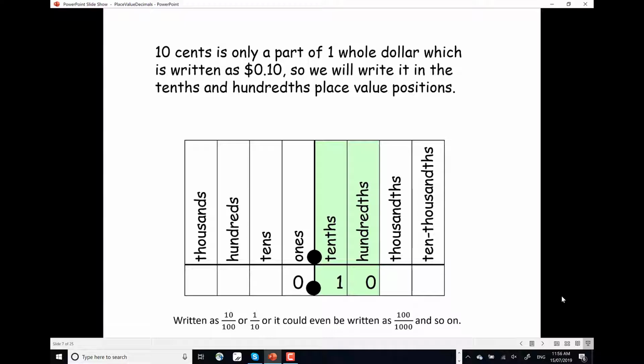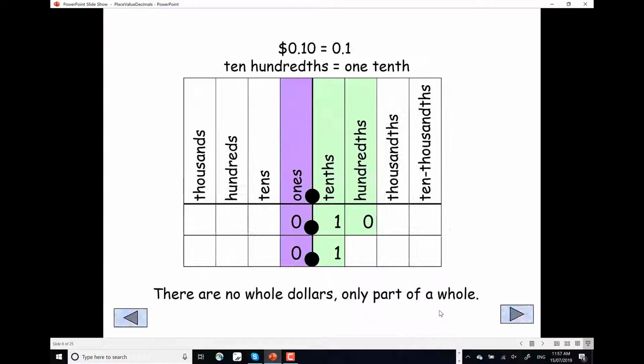In this case, we've got 10 cents, or 10 hundredths, or 1/10th. You often see this in dollars and cents. In this case, it would be 10 cents. So you can see down the bottom here, it can be written as 10 hundredths, 1/10th, or even 100 over 1,000. That would be putting an extra 0 in the thousandths column. Now the extra 0 we will get to later. So essentially these three fractions are all the same. And you can see that here, there are no whole numbers, only part of a whole. So 10 cents equals 0.1, or 10 hundredths equals 1/10th.